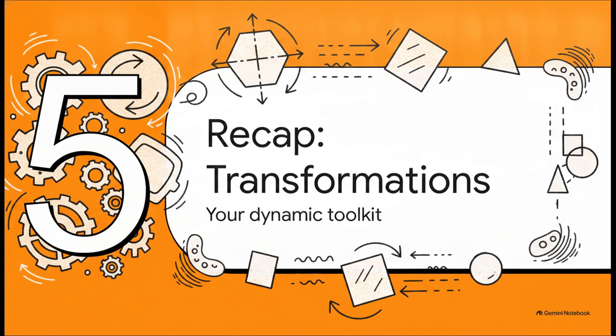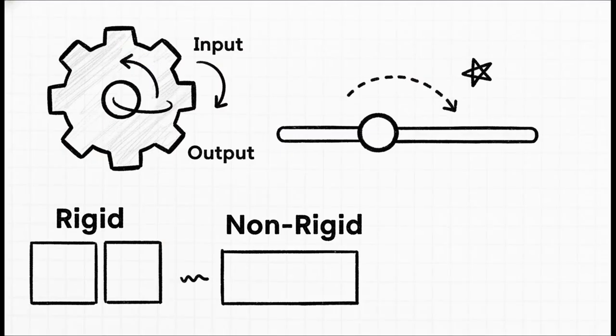Section 5. Recap. Software transformations. Your new dynamic toolkit. Let's lock in the core takeaways from today's explainer. First, geometry software forces us to view transformations as precise functions, with clear inputs and outputs. Second, tools like Desmos let you execute rotations and dilations dynamically using specific menus or expression lists. Third, by subbing in variables instead of static numbers, you can create sliders that animate your transformations in real time.